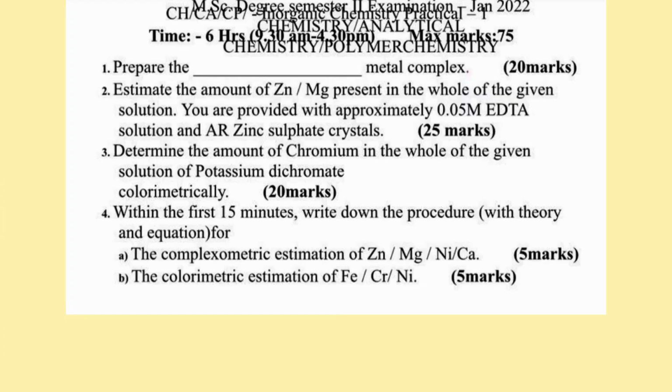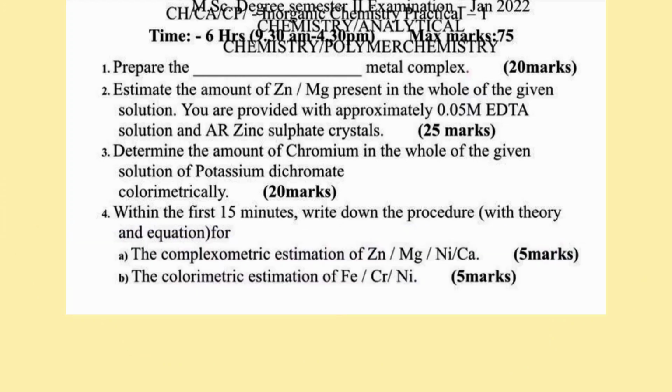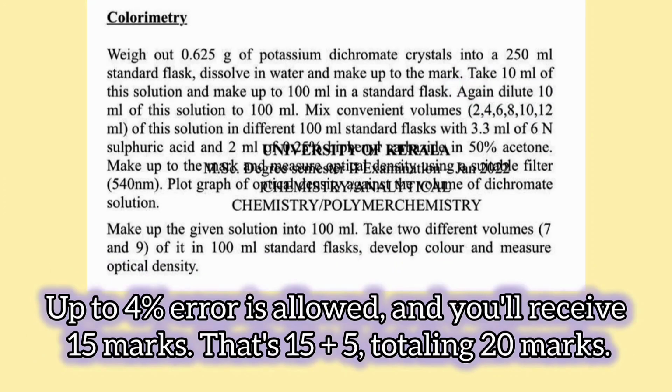The third question is to determine the amount of chromium in the whole of the given solution of potassium dichromate colorimetrically. This question carries 20 marks. Here, a graph with 5 points is required and 5 marks are distributed for this graph. Up to 4% error is allowed and you'll receive 15 marks. That's 15 plus 5, totaling 20 marks.